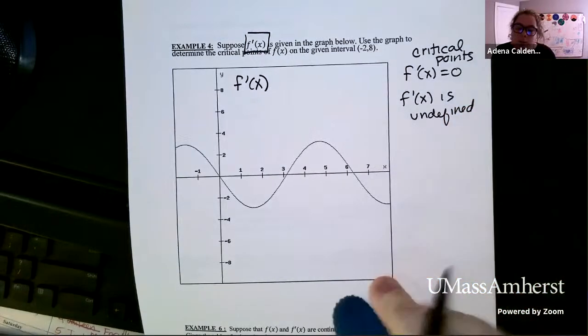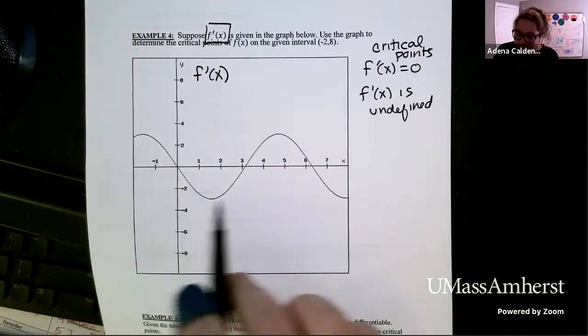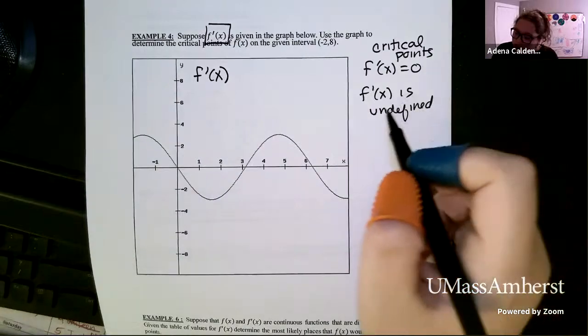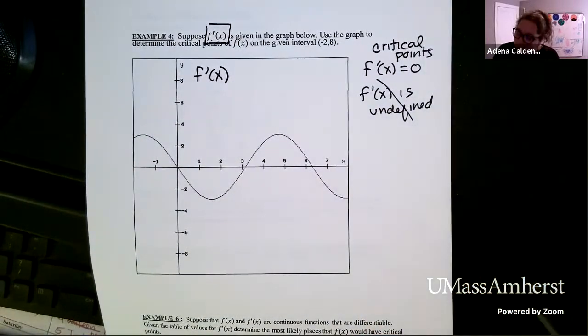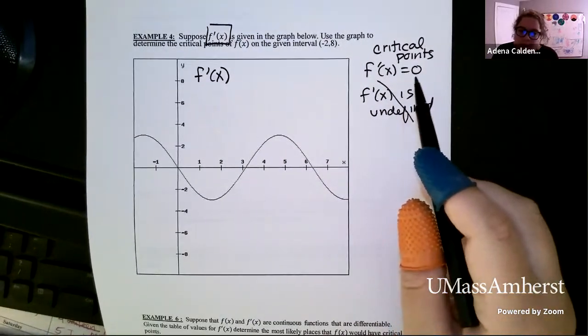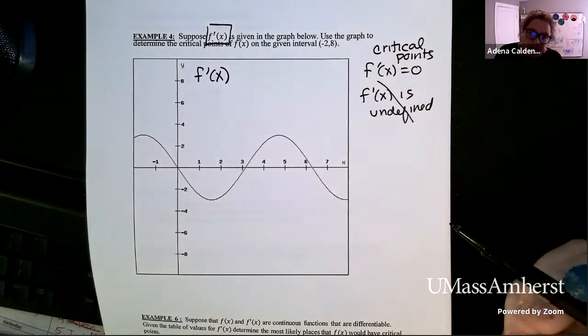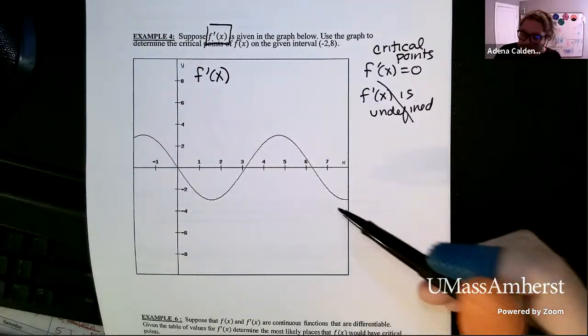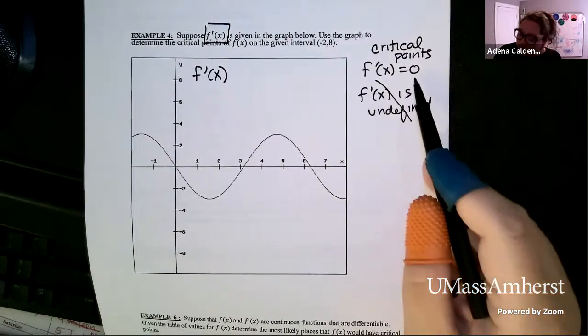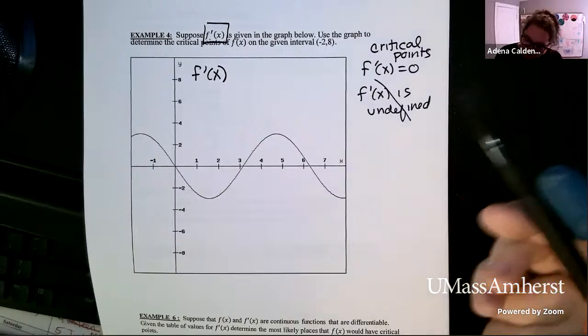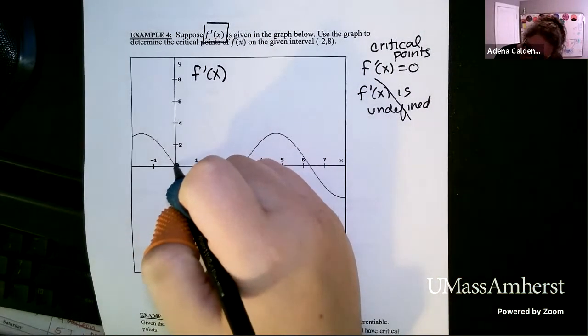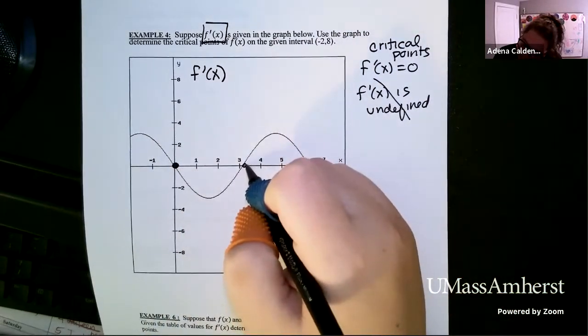Okay, there's nowhere on this graph that's undefined. It's a continuous graph. There's no asymptotes. So this doesn't really apply here. We can, however, figure out where the first derivative equals 0. This is the graph of the first derivative. So we're literally asking, when does this graph equal 0? So when is the y value 0? That's going to happen whenever we cross through the x-axis.